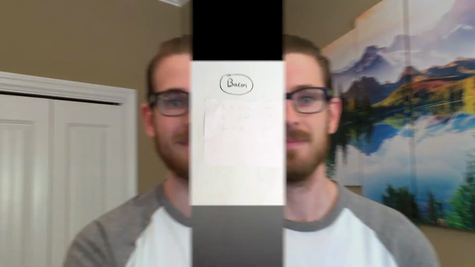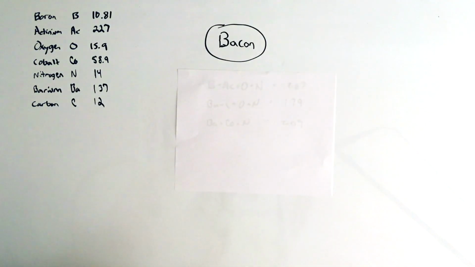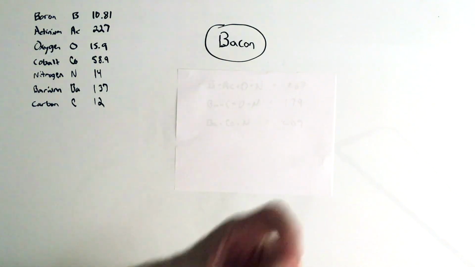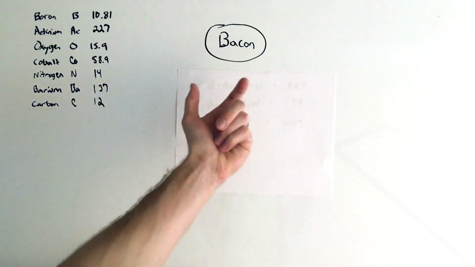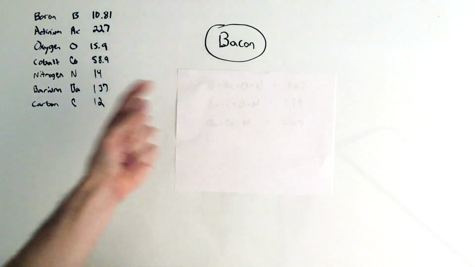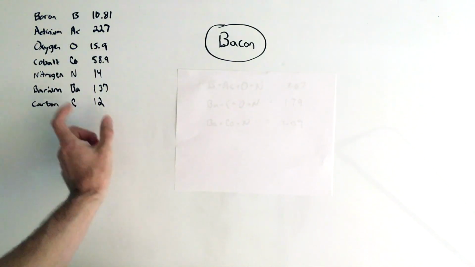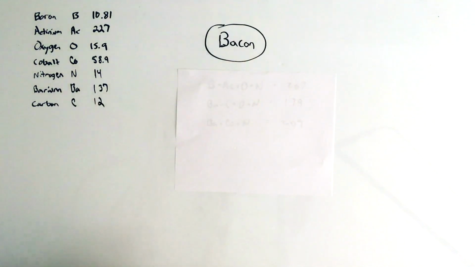Alright, so let's break it down. For this problem we're given a single input, for instance, the string bacon, and our goal is to decompose that input using the periodic table of elements over here. So for every symbol in this table, can we build up this string?